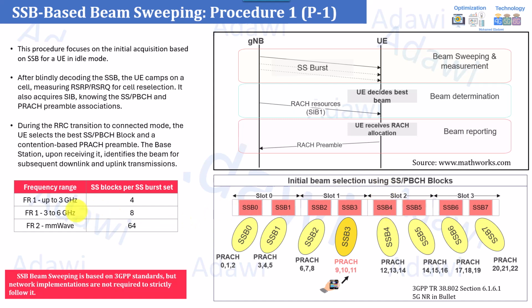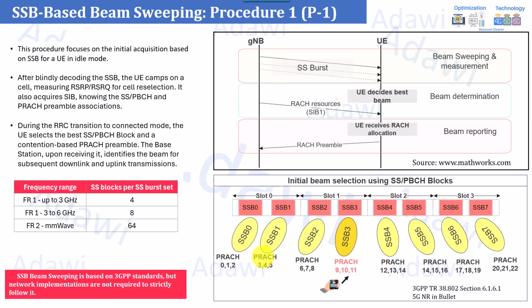Again, I have to stress this point. As you can see here, each frequency range has a maximum number of SSBs as per the standard. For example, up to 3 GHz you have 4 SSB beams, from 3 to 6 GHz you have up to 8 SSB beams, and for millimeter wave you have up to 64 SSB beams. Again, this is just as per the standard, but the initial beam acquisition or selection can be a wide beam at the end. So you will see, for example, just one active beam because it's wide. You don't have 8 beams at the very end.